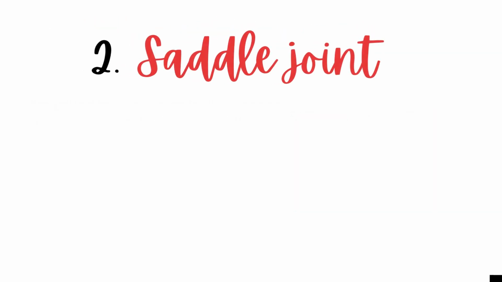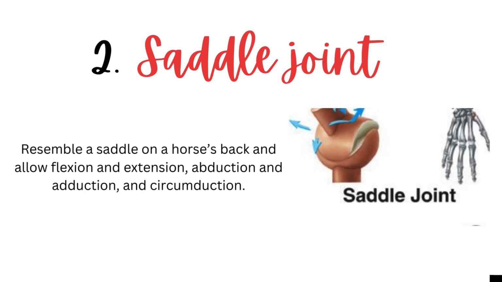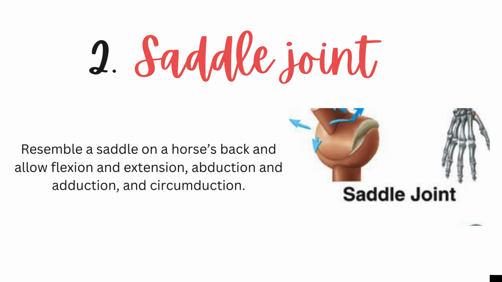Now moving to the next one, which is a saddle joint. The saddle joint resembles a saddle on a horse's back, and it allows flexion, extension, abduction, adduction, and circumduction. So five movements are seen here. That is flexion, extension, abduction, that is away from the body, adduction, that is toward the median line of the body, and circumduction, that is movement all around the joint. That is seen in the wrist. The wrist goes into flexion, extension, abduction, adduction, and circumduction. So that joint is termed a saddle joint.